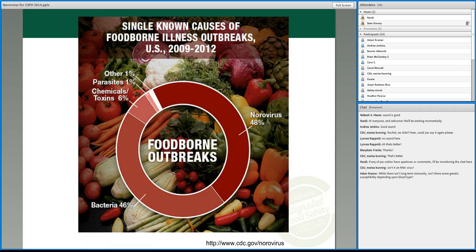So this slide is looking specifically at foodborne illness outbreaks between 2009 to 2012. Of outbreaks associated with contaminated food, norovirus is 48% of those. The next largest group are the bacterial pathogens, and those are 46%. But within that 46%, it's all sorts of bacteria. It's everything from Salmonella, E. coli, Campylobacter, and so really, it shows what a big player norovirus is.